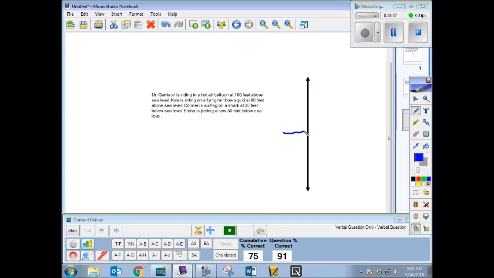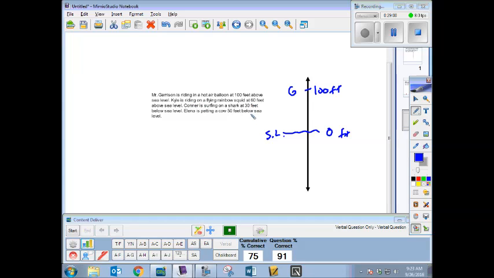I got to put 0 feet. And I want to put sea level. Right, everybody? Now let's read the first sentence. Mr. Garrison is riding in a hot air balloon at 100 feet above sea level. So do you agree I'm up here at 100 feet? Okay, that's me. Okay?